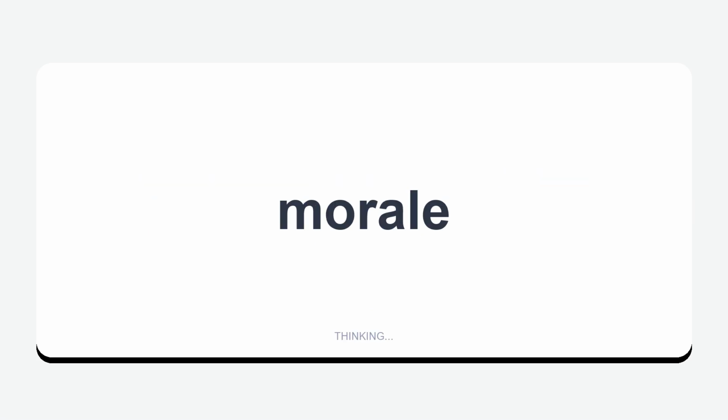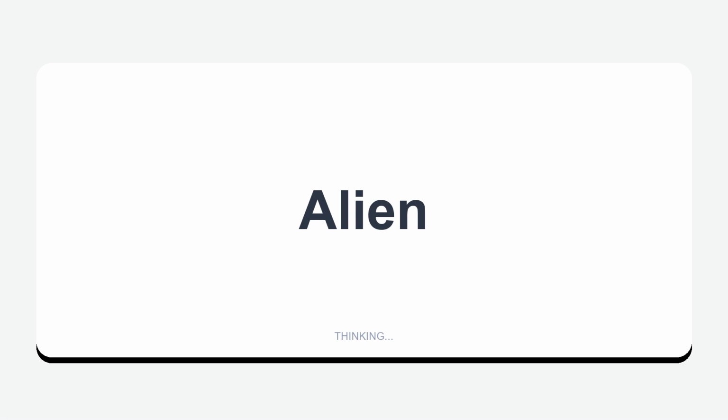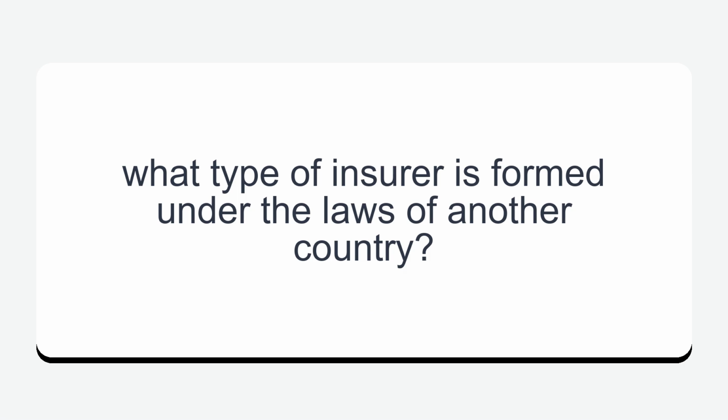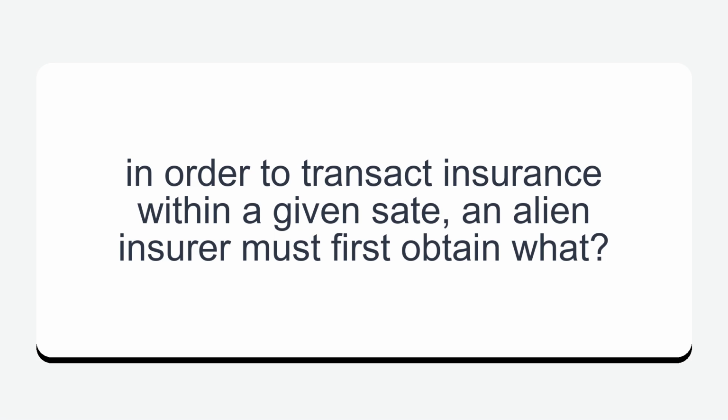Morale. A person who does not lock the doors to his or her house shows an indifferent attitude. This person presents what type of hazard? Alien. What type of insurer is formed under the laws of another country? Certificate of authority. In order to transact insurance within a given state, an alien insurer must first obtain what?